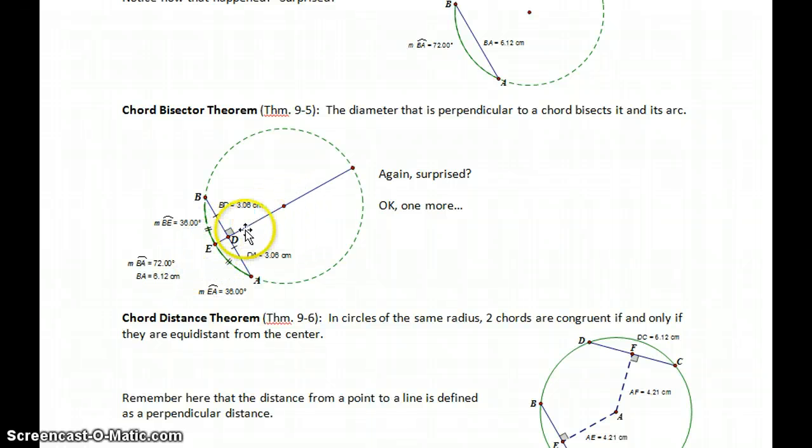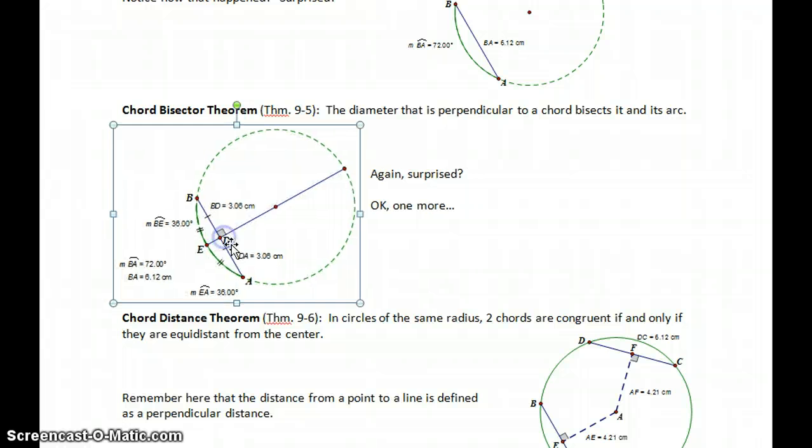If you have a diameter that pierces this chord at a perpendicular, it will turn out that it is the bisector. It'll turn out that it is the bisector. You can imagine an isosceles triangle here with the two radii of the circle. That has to be isosceles, and if you hit that perpendicularly, it's going to have to cut that in half.